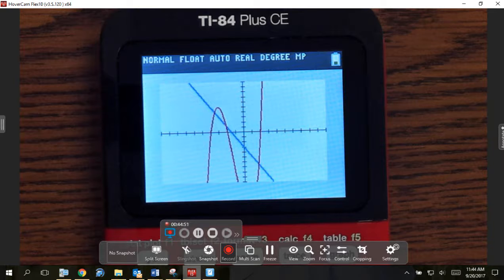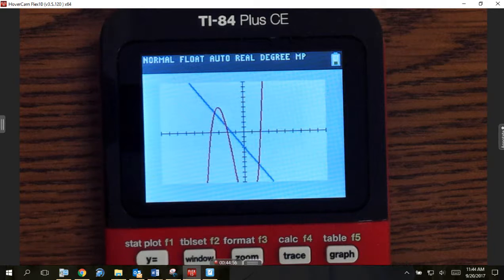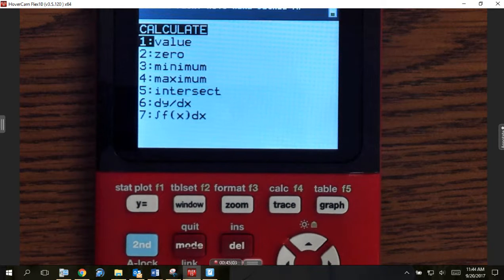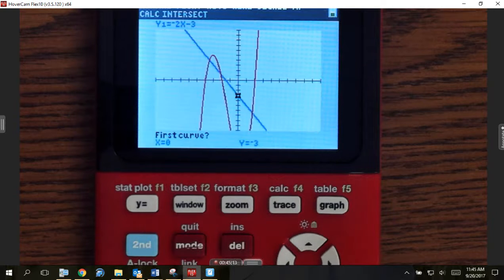All right? The first thing you're going to do is go to second graph. Nope, I lied. Second trace, which is the calculate button. And it looks like that. Then we're finding the intersect tool. You can just type 5. You don't have to hit the arrow down 4 times. You can just hit 5, go straight there. And it will ask you first curve. It automatically goes on to whatever the first equation is that you typed in. And you see how it's sitting on my blue one?